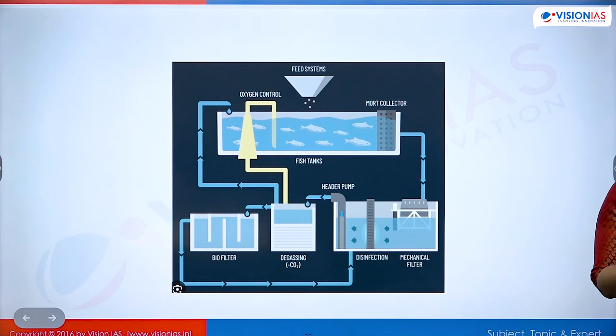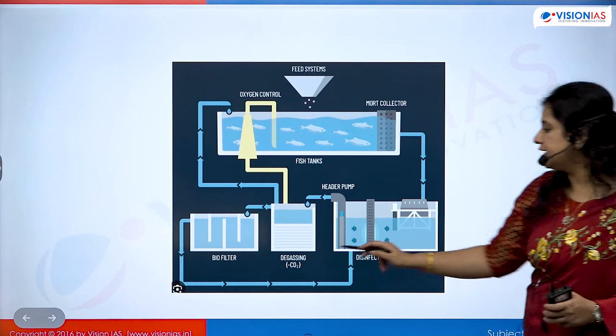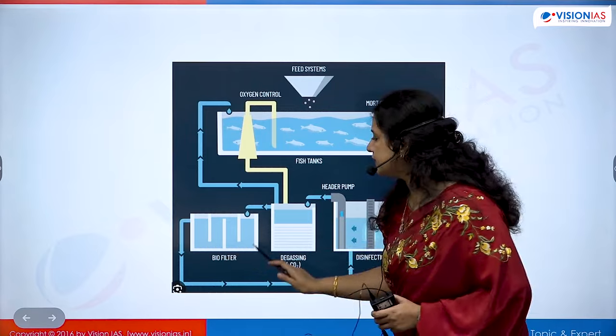Biofilter means it is made of microorganisms. So there is a substrate on which certain microorganisms are living, bacteria. Okay, these bacteria are good at converting ammonia to nitrites and nitrates. So when the water is passed through these biofilters, the ammonia gradually gets converted into nitrites and nitrates. Nitrites are also toxic to fish, but nitrates are okay. Alright, so this is where the biofilters are located.